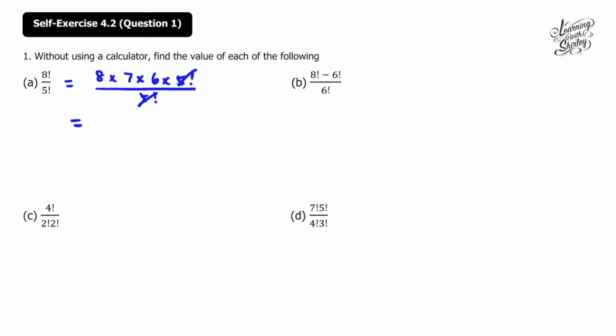So the answer is 8 times 7 times 6, which equals 336. And this is the answer for A. Now let's solve for B. 8 factorial minus 6 factorial over 6 factorial.